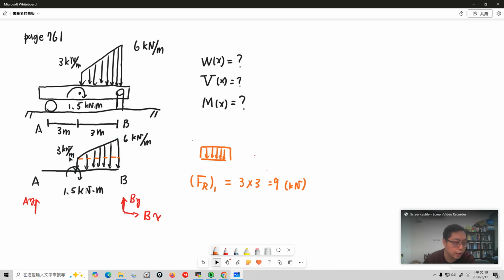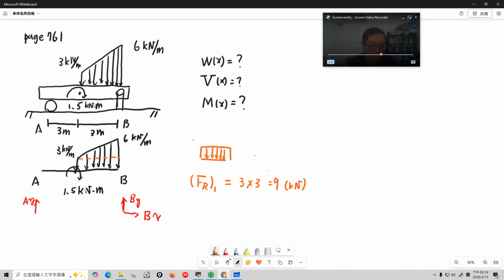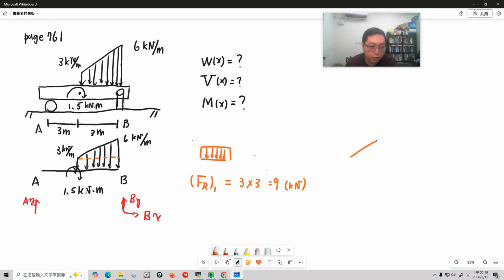But we have another right triangle distributed load here. What's the resultant force for this right triangle? Here the height is also 3 kilonewton per meter, because the height is 6 minus 3. The length is also 3. I forgot to say the direction: it is pointing downwards. We have to notice this.